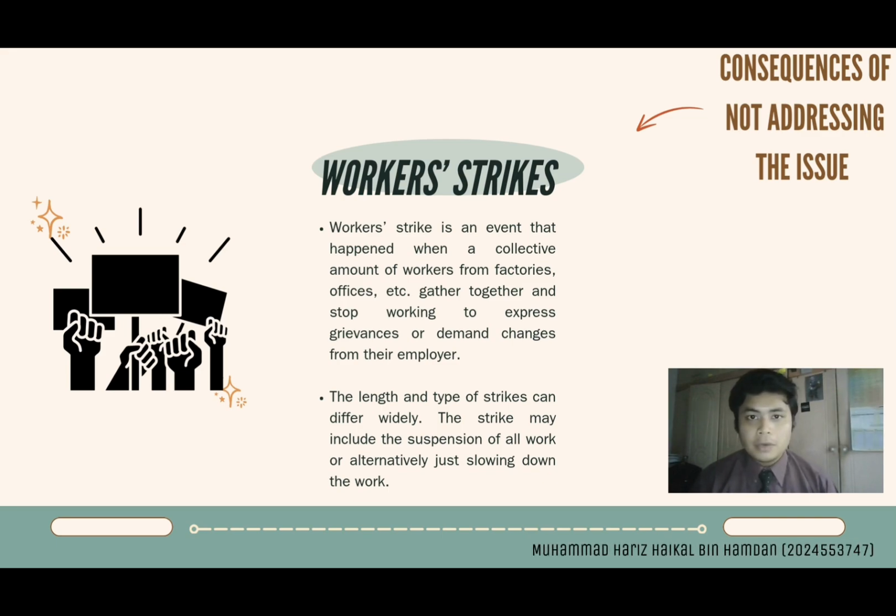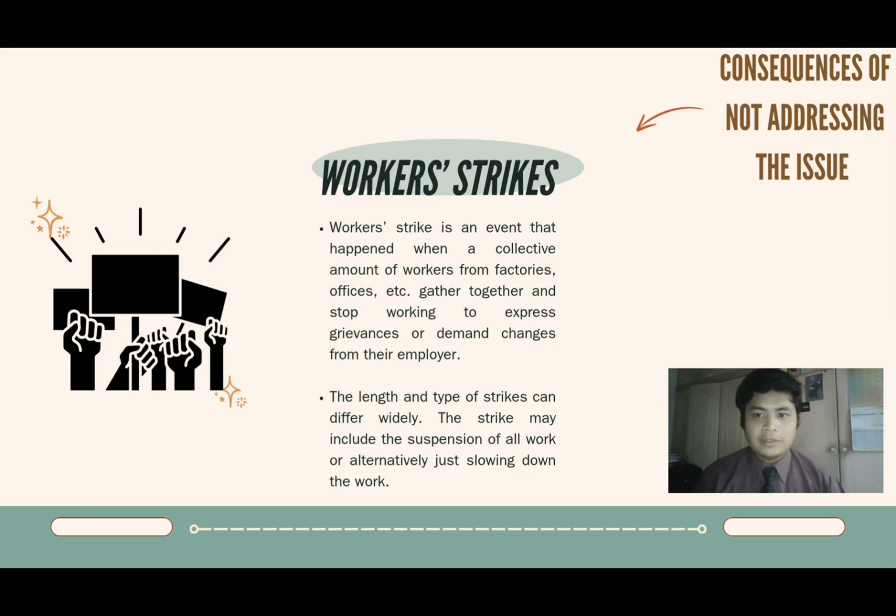Bismillahirrahmanirrahim. My name is Muhammad HARIZ HAIKAL bin HAMDAN, and I'm going to continue this presentation, which is the consequences of not addressing the issue. As the previous presenter has already explained, there are positive and negative sides of cutting workers' benefits. When the negative side is not addressed properly, it can cause dissatisfaction between the workers and the employers. And when the workers' voice is not heard, they will have a worker strike, or sometimes it's just called strikes. So what is a worker strike?